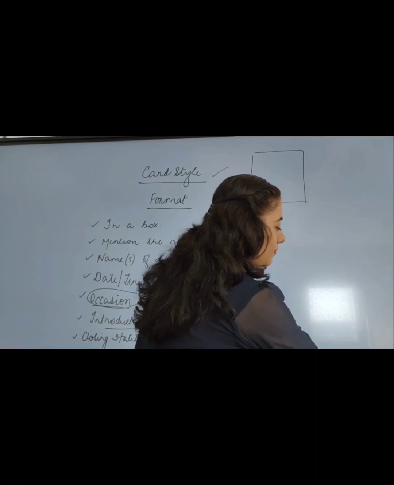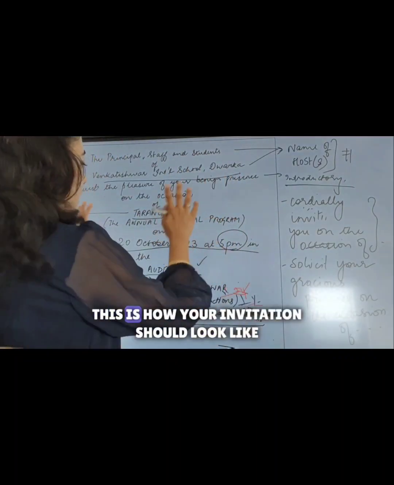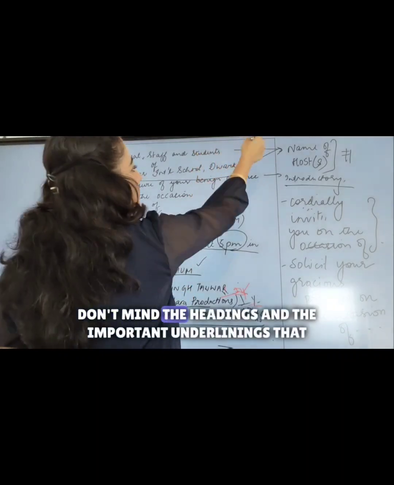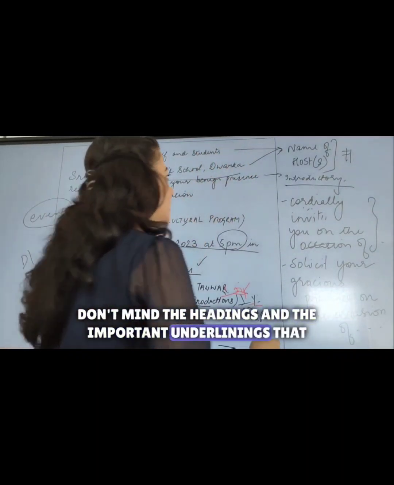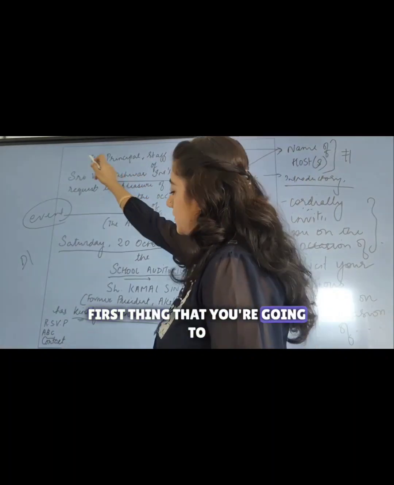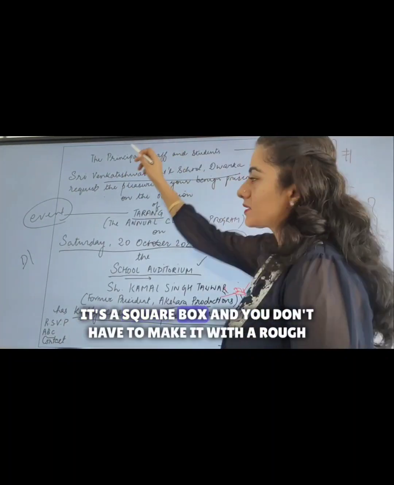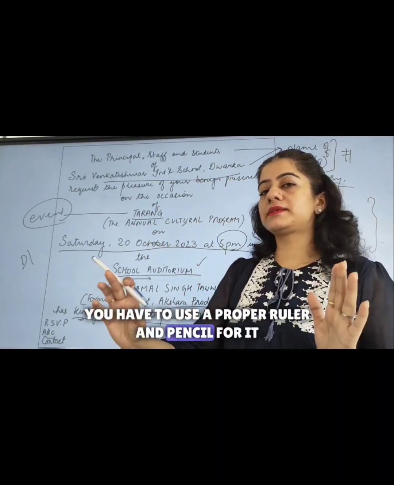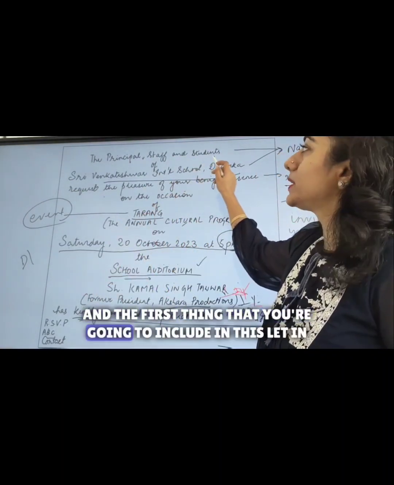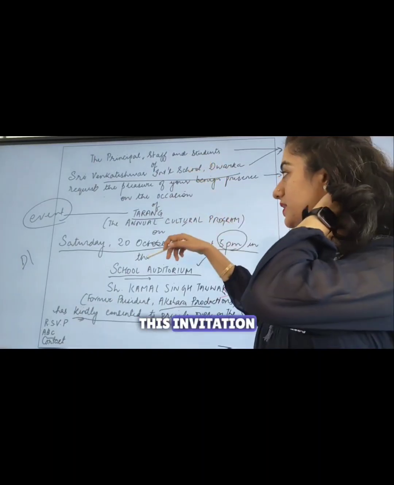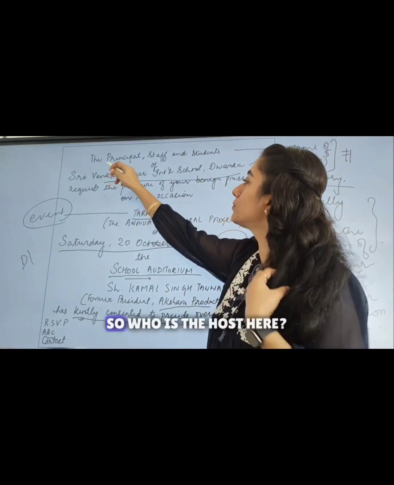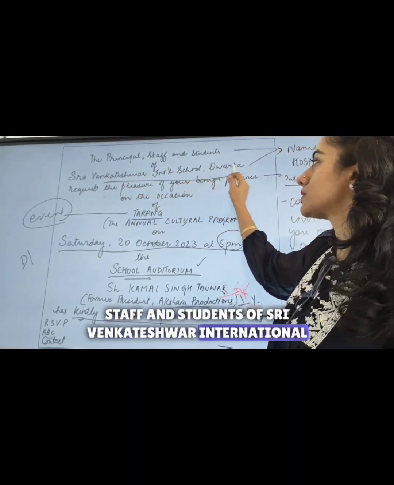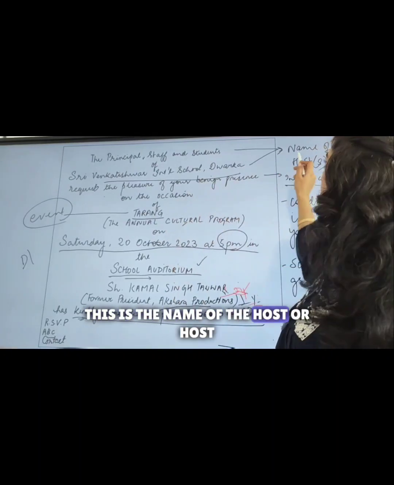All right. Let's move on. This is how your invitation should look like. Don't mind the headings and the important underlinings that I've done here. First thing that you can see, it's a square box and you don't have to make it with a rough hand. You have to use a proper ruler and pencil for it. And the first thing that you're going to include in this invitation is the name of the host. So who is the host here? The principal, staff and students of Sri Venkateshwar International School, Dwarka. This is the name of the host.